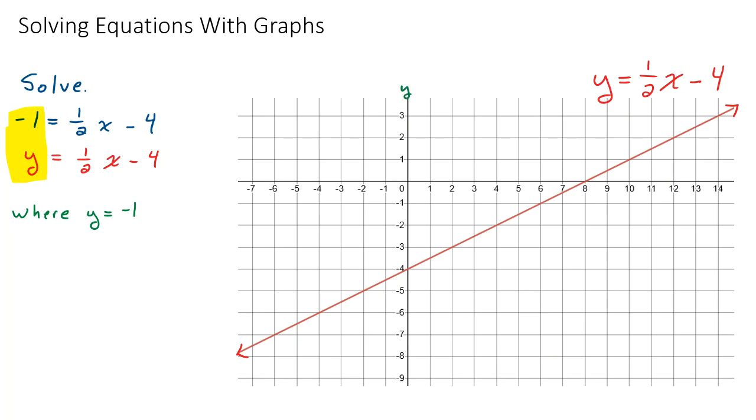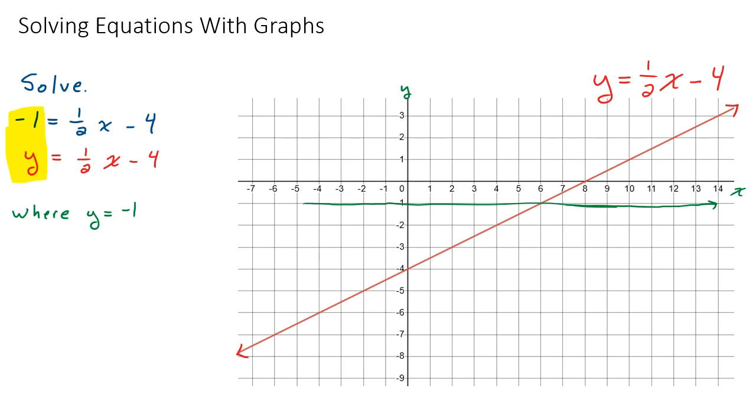So remember, you've got your y-axis here, your x-axis here. So y is -1 right here along this line. So we're looking for a point on this line where y is -1. So what I can do is draw a horizontal line through -1. All the points on this green line have a y value of -1.